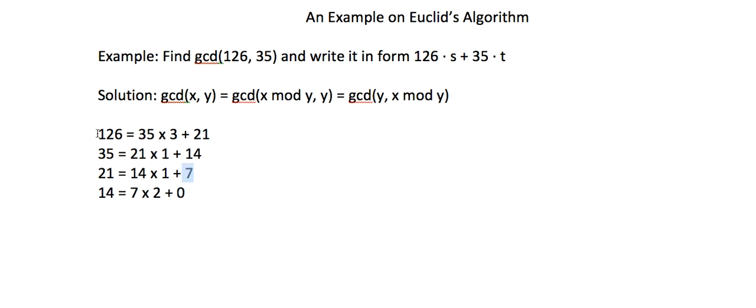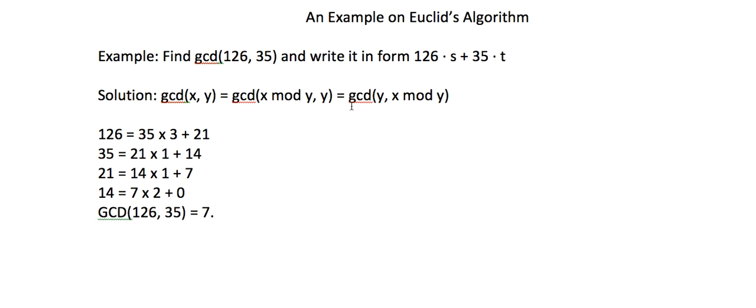Now, notice that in this process, the GCD of 126 and 35 will equal the GCD of 35 and 21. Then the GCD of 35 and 21 will equal the GCD of 21 and 14. Then the GCD of 21 and 14 will equal the GCD of 14 and 7. Then the GCD of 14 and 7, of course, is 7 because 14 is a multiple of 7, right? So that's why we found that the GCD of 126 and 35 equals 7.